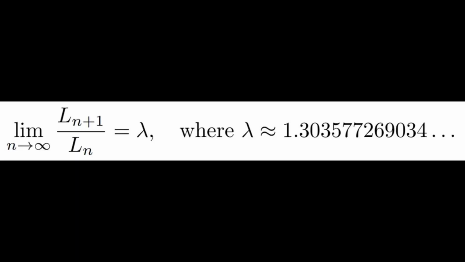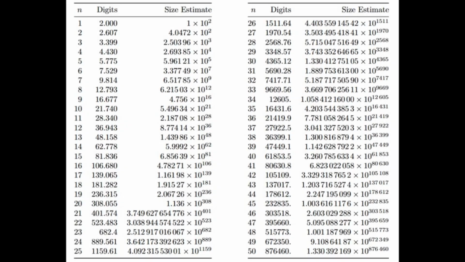Luckily, we can use this formula to approximate the size of higher terms, where L sub n is the estimated number of digits in term n, and lambda is known as Conway's constant. This number, approximately 1.3, tells us the long-term growth rate of the sequence. In other words, each term is roughly 30% larger than the last once the sequence stabilizes. If we look at the predicted size of the 40th term, it agrees with the actual size of the 40th term with fairly great precision.